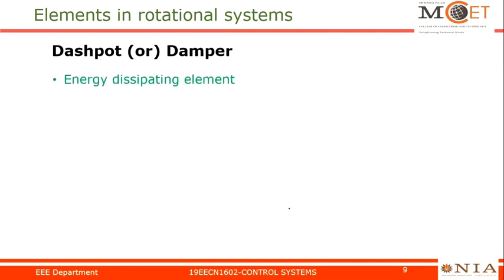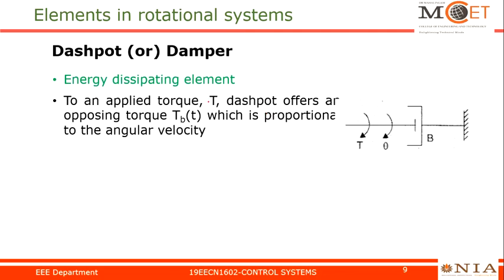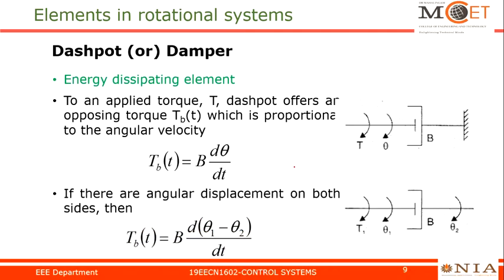And the third one is the dashpot. It is an energy dissipating element. The applied torque is T and it creates an opposing torque given by Tb(t), which is proportional to the angular velocity, so it is d theta by dt. In translational it is dx by dt, here d theta by dt. That's the difference. Here again, it can be from both sides. In that case, theta 1 minus theta 2.